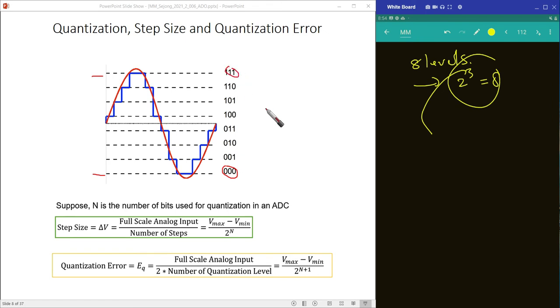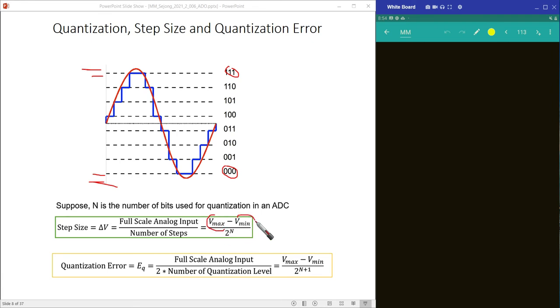Okay, so generally, how do we calculate then? I showed you the step size. If, let's say, in analog voltage, this is the maximum voltage and this is the minimum voltage, then you have maximum minus minimum, then you divide it by the number of levels, so that would be your step size. And what is the number of levels or number of steps? 2 to the power n.